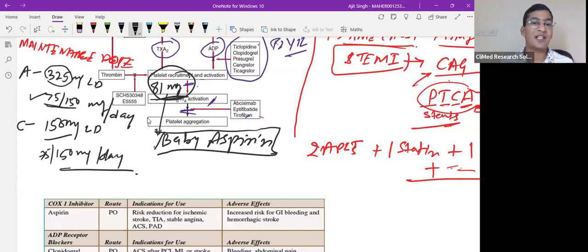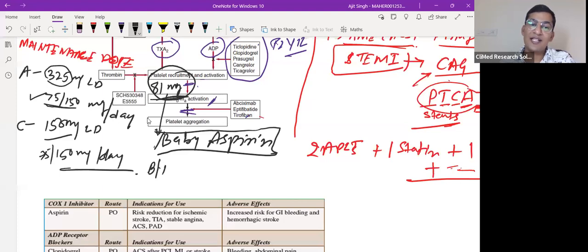If you go to the Arab countries, Europe, the United Kingdom or the United States also, there is 81 mg, not 75 mg. In India, that is 75 mg of aspirin. But clopidogrel is 75 or 150 mg per day only, right?